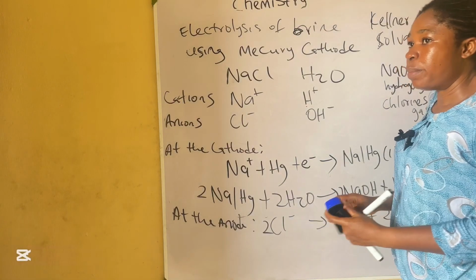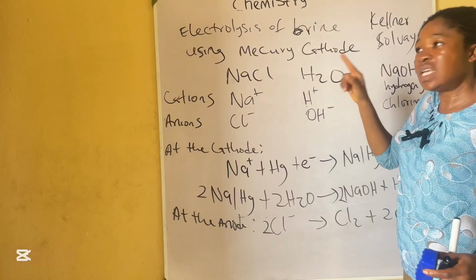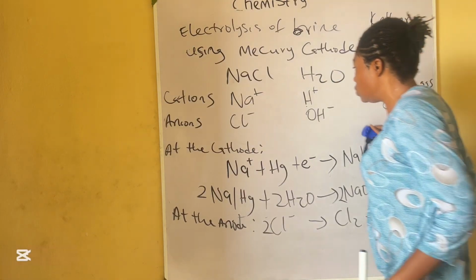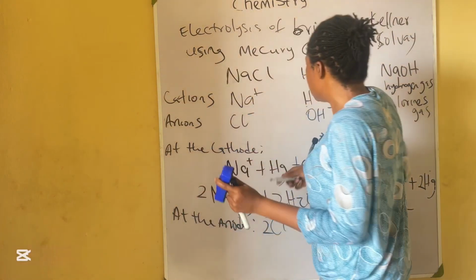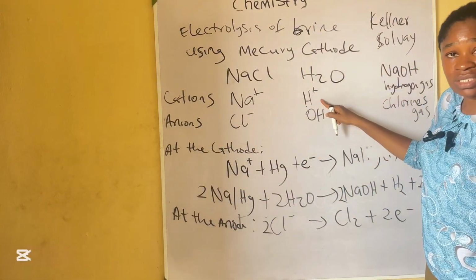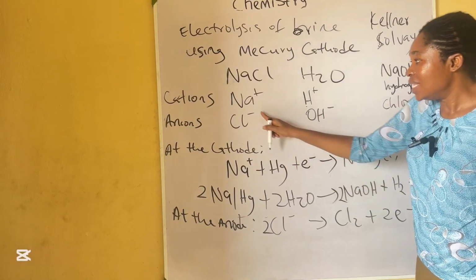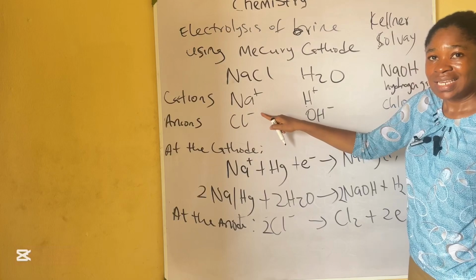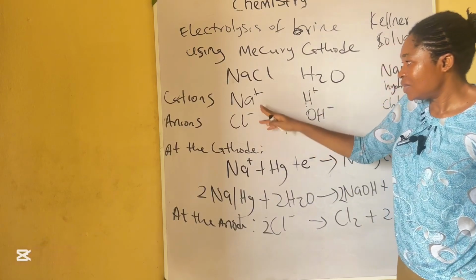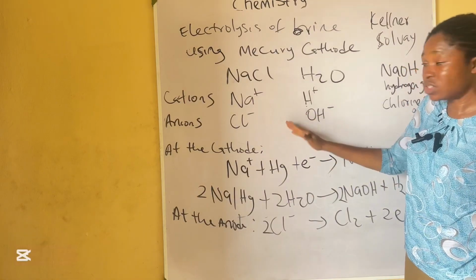I missed out something there. For those who use graphite electrode, what was discharged at the cathode was hydrogen ion, isn't it, as hydrogen gas. And at the anode, chloride was discharged as chlorine gas. And the solution, what will be left when this one is out and this one is out, is sodium hydroxide.